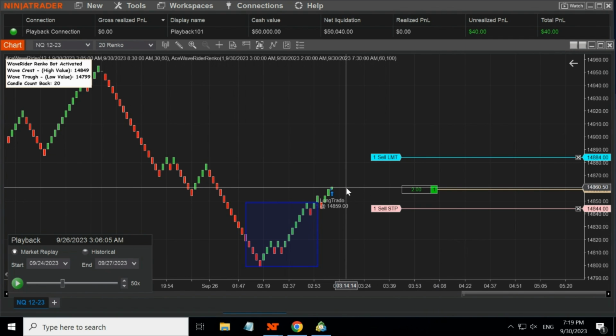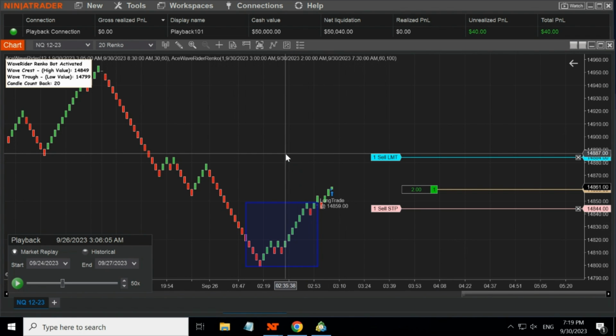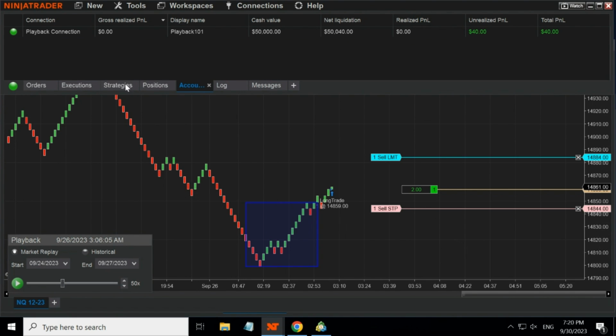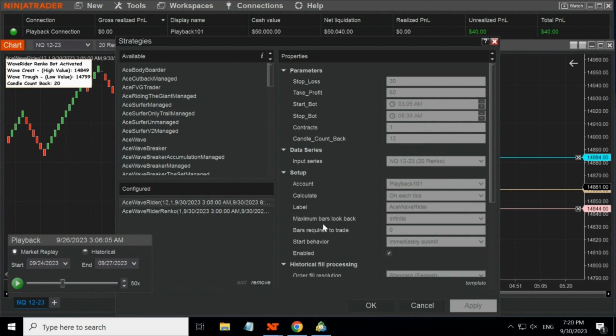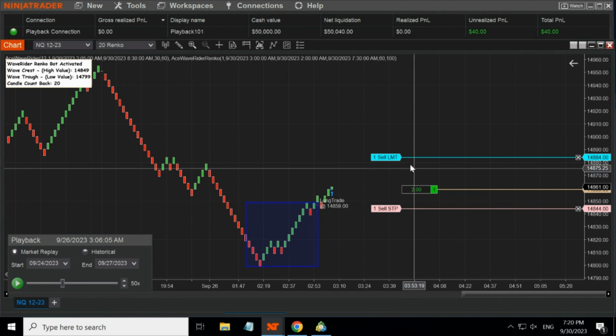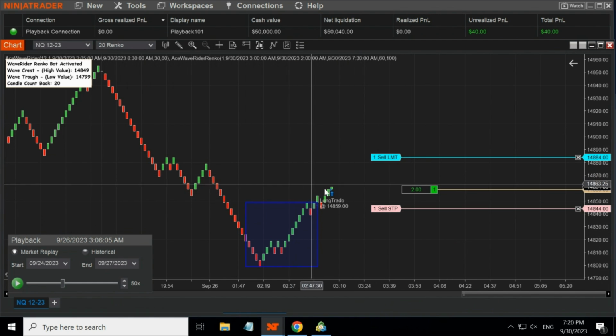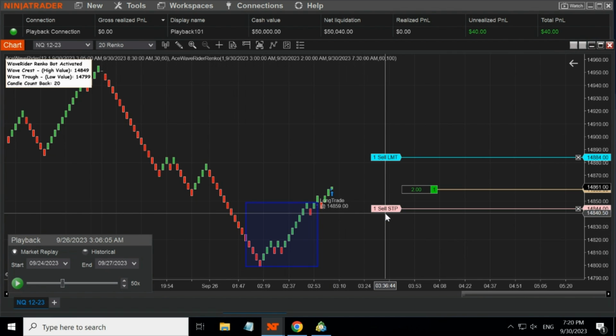The good thing is, if I'm watching this trade, I can deactivate the bot at any time. Okay, and I can do that a couple of different ways. I could go up to my positions here, go to my strategies and untick, or I could just right click the strategy and untick it right here, and it will stop the bot. It won't stop the trade. Okay, but by stopping the bot, I'm able to then move my trailing. I can move my own stop up here to make it a trailing stop.